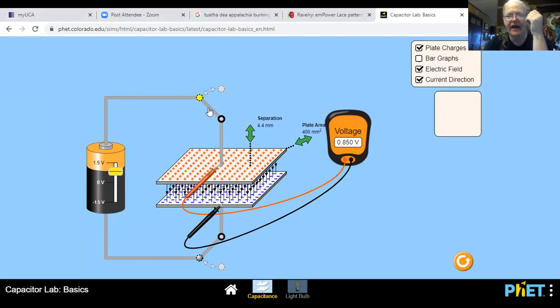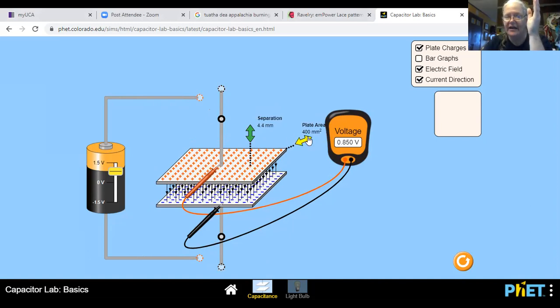Okay, now the other thing that I can do is I can remove this. And now what I've done is I've isolated my capacitor. So now what happens, instead of the voltage being constant because it was hooked up to a battery, I have a situation where I can't put any more charges on it. They're stuck, they're marooned there.